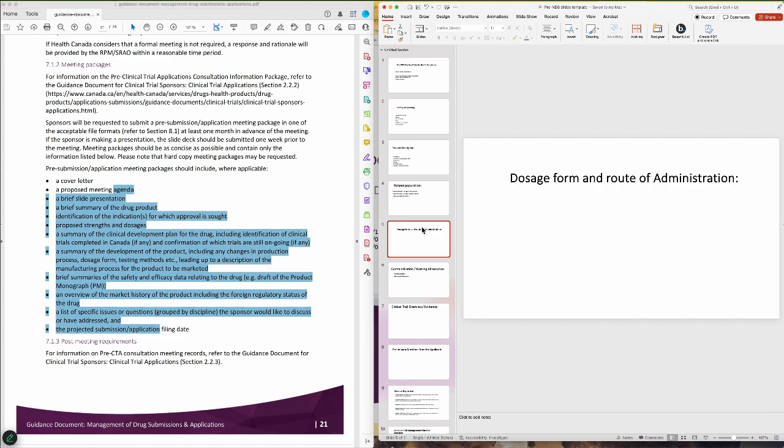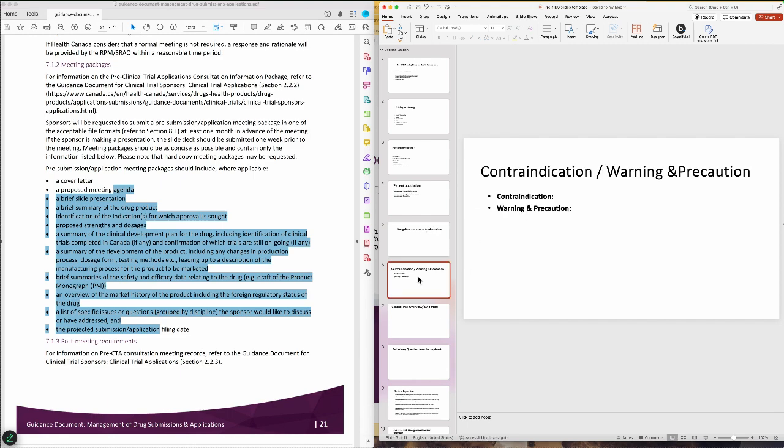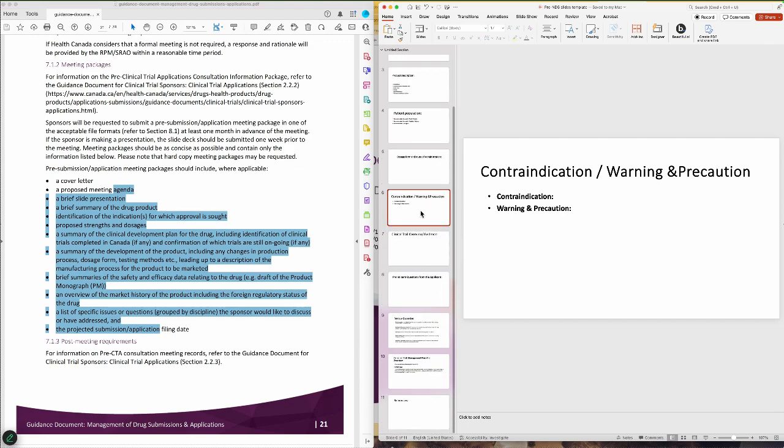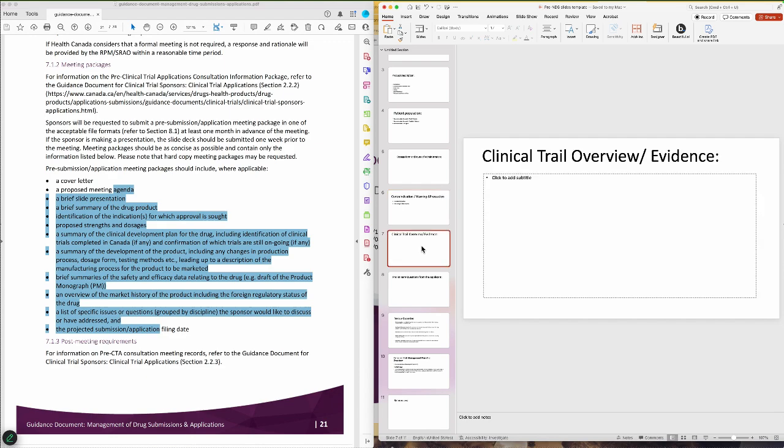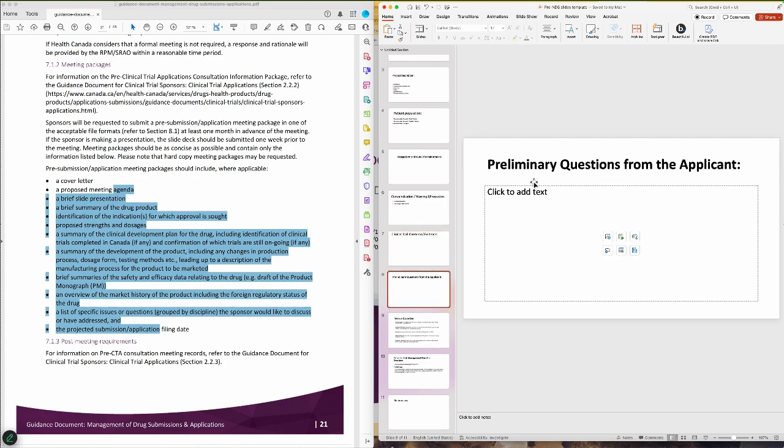After this slide, company personnel will talk about the contraindications, warnings and precautions of that new drug that is not yet on the market, and we discuss this with the Health Canada reviewers. Then we go over a tabulated summary, a summary written in table form, of clinical trials. We talk about the evidence and we go over the overviews. And then we talk about the preliminary questions, as I already showed you in the cover letter.